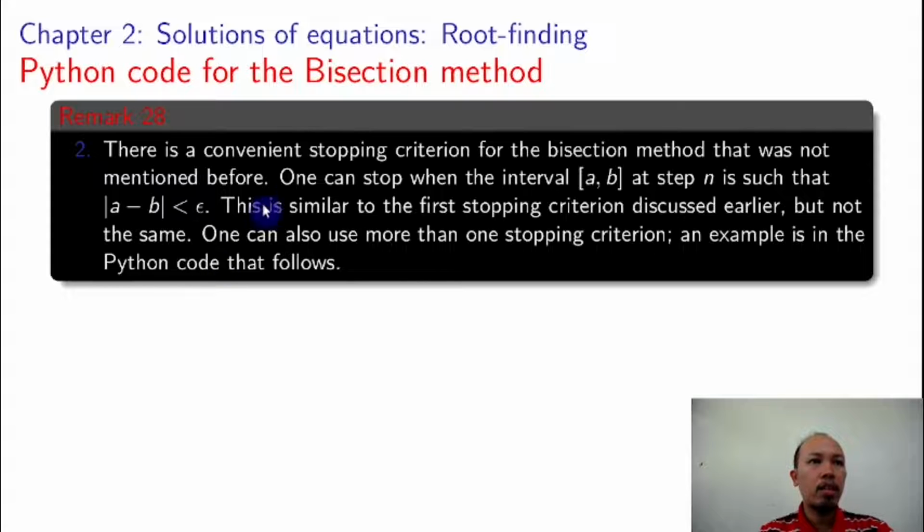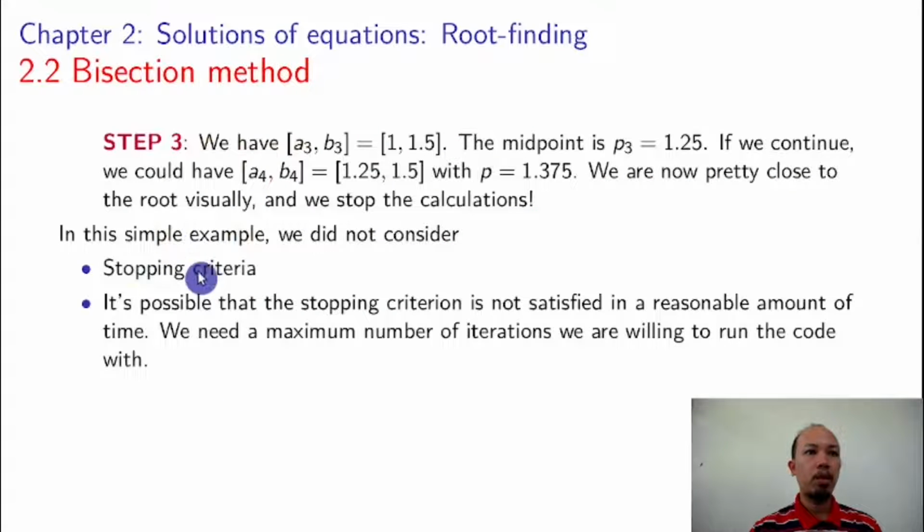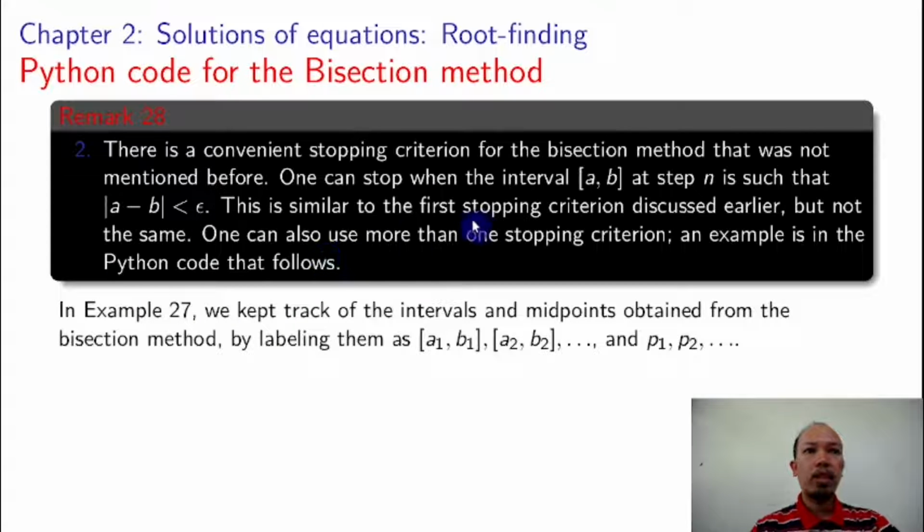So second remark, there is a convenient stopping criterion for the bisection method that was mentioned before. Since I mentioned that we don't employ a stopping criteria in example 27, you can employ this stopping criteria: absolute value of A minus B less than epsilon, which is our tolerance at each step n. This is similar to the first stopping criteria discussed earlier, but not the same. So one can use more than one stopping criterion. An example is the Python code that follows.